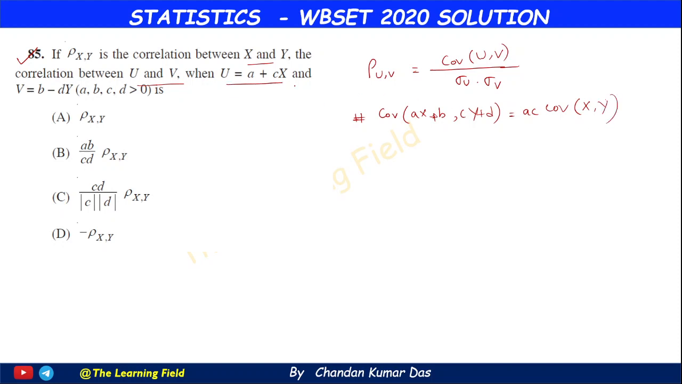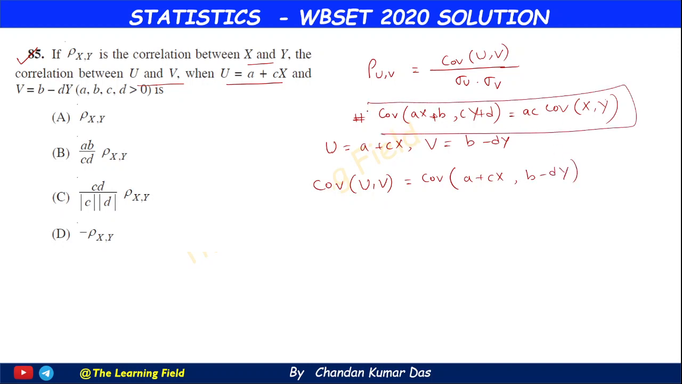So here, given u equal to a plus cx and v equal to b minus dy, the covariance of u and v is equal to the covariance of a plus cx and b minus dy. Using this standard relation, we get this is equal to minus cd times the covariance of x and y. So we can write this.